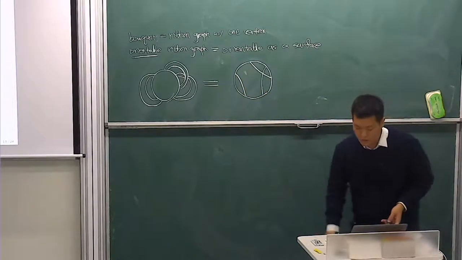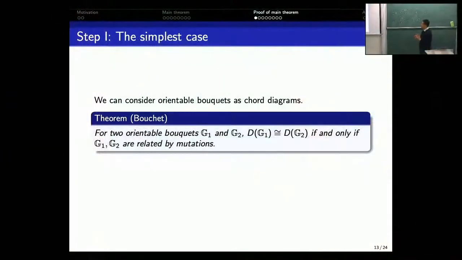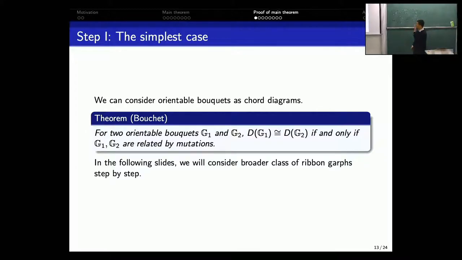And actually, Uche was studying a theory of chord diagrams and delta-matroids, and he proved the analogue of the Whitney two-isomorphism theorem in the sense of orientable bouquets. When I translate the statement to the language of ribbon graphs, it looks like this. For two orientable bouquets G1 and G2, they have isomorphic delta-matroids if and only if they are related by mutation. So in the following slides, we will consider a broader class of ribbon graphs step by step.